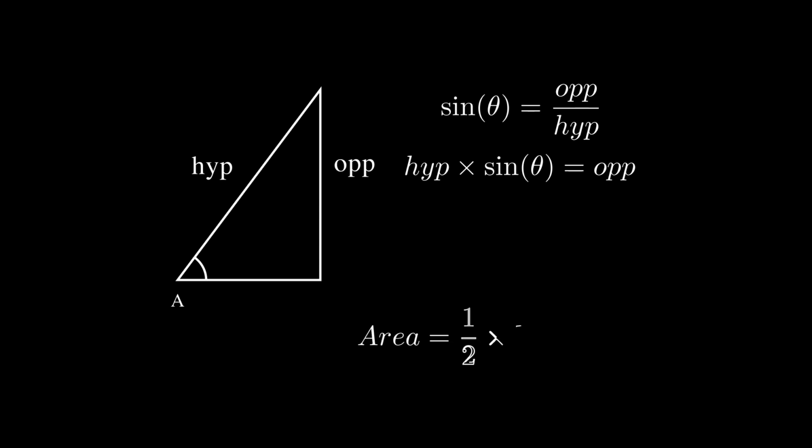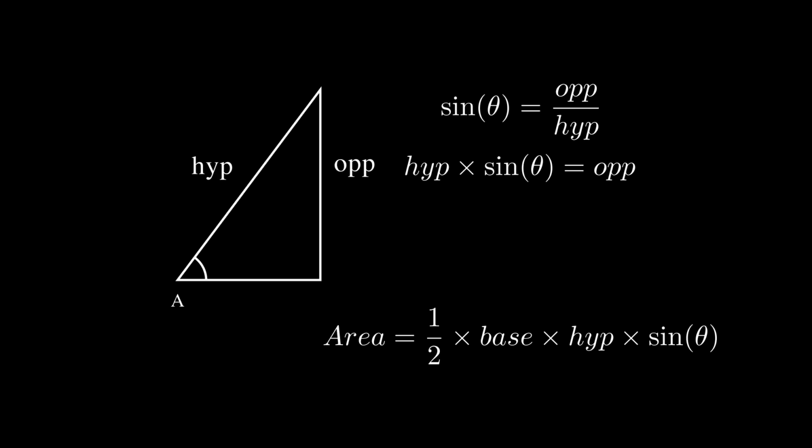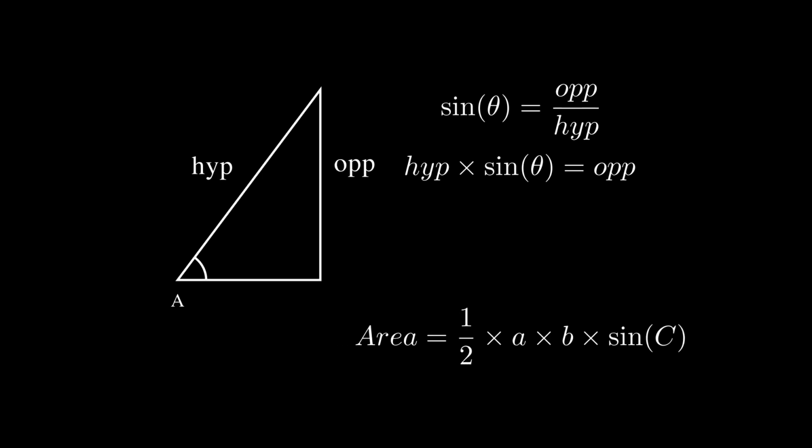Next, we can take our general formula for the area of a triangle, and we can replace the height with what we've just calculated, the opposite. And we can substitute that in and end up with half the base times the hypotenuse times the sine of the angle, which is commonly rewritten as half AB times sine C.